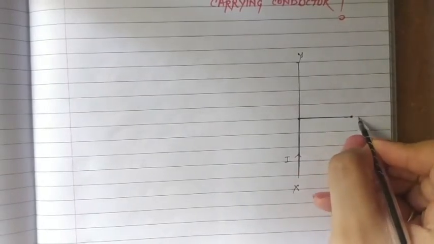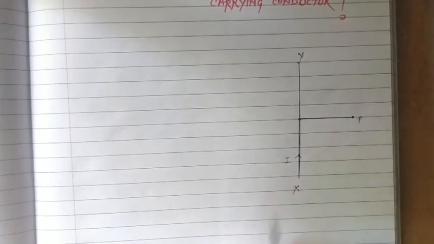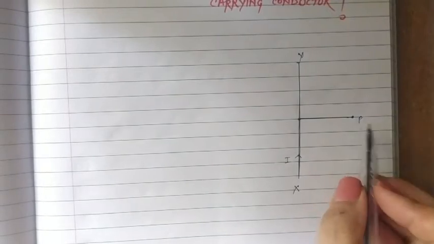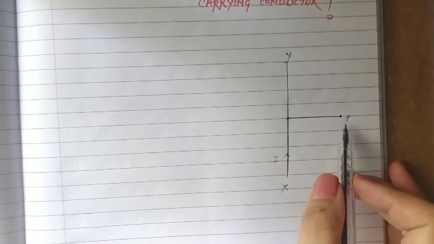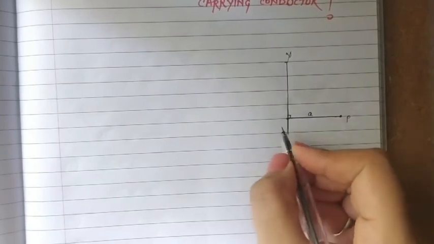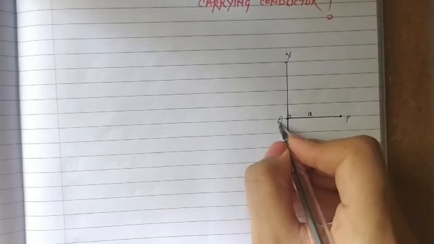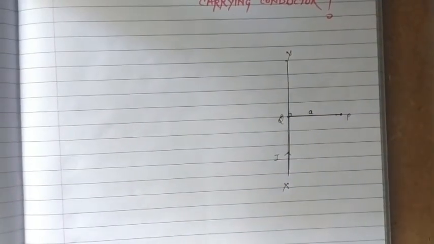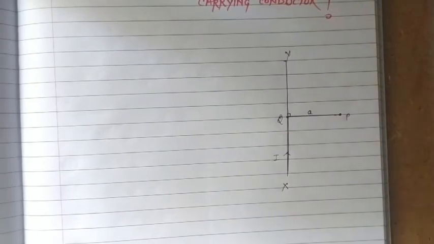So here's the point P where we want to find the magnetic field because of this conductor, and the perpendicular distance of this point P from the conductor, or from the wire, is small a. Let this distance be small a and name it as PQ. Now PQ is the distance of point P from the wire XY, and this distance is equal to a.